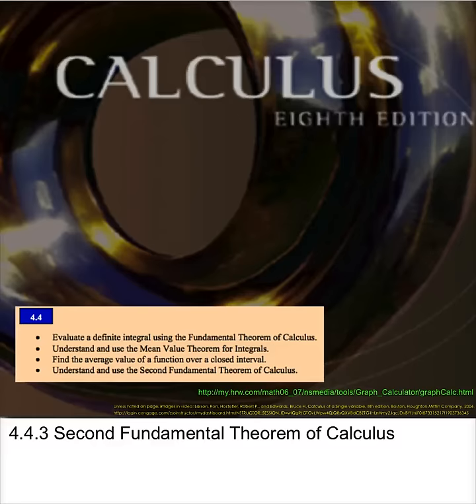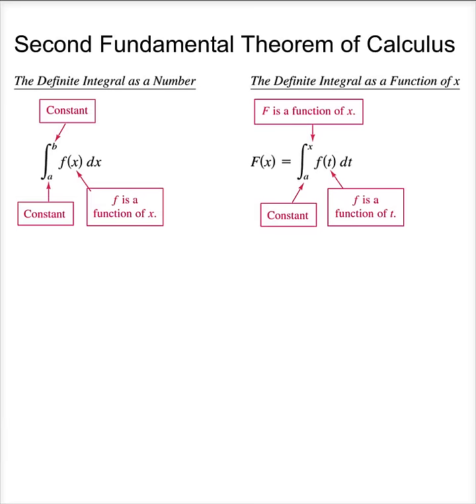The second fundamental theorem of calculus is closely related to the first fundamental theorem of calculus. Now remember, the first fundamental theorem of calculus said that the integral from a to b, where a and b are constants, of f of x dx is equal to the antiderivative evaluated at b minus the antiderivative evaluated at a. The second fundamental theorem of calculus involves defining the antiderivative as the integral where one of the limits is a function of x.